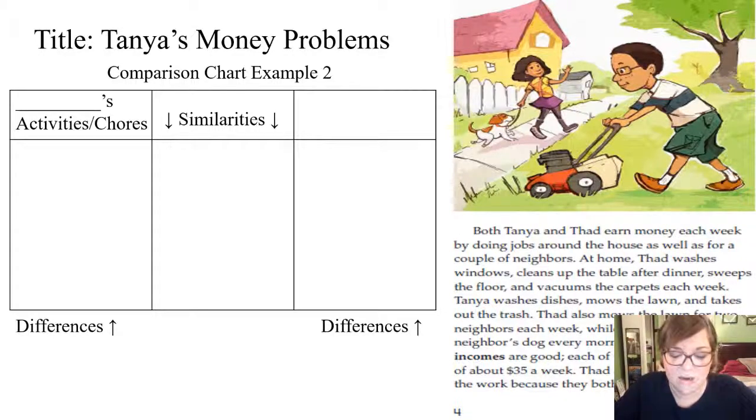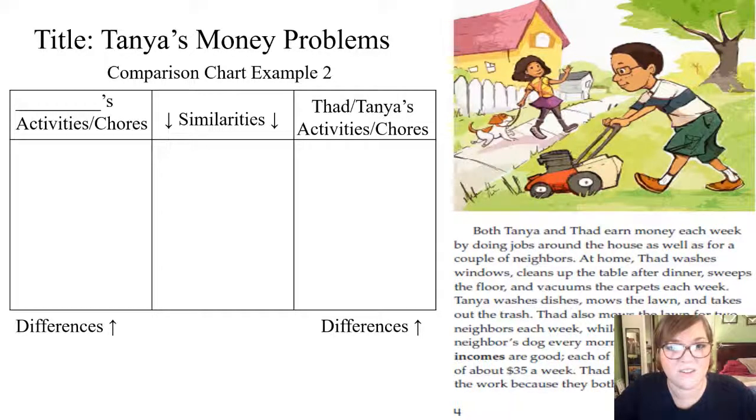All right, now we're going to move on to example 2, and we're going to read page 4 together, and then we will fill out the comparison chart. And so far, I'd like you to fill in the title, Tanya's Money Problems, and then I want you to fill in Thad and Tanya's activities and chores, because that's one thing we're going to be comparing, is the things that they do for activities and chores. And in the blank that I have right here, you'll write your name. So mine would be Miss Allie's activities and chores. I will write that in the far left column.